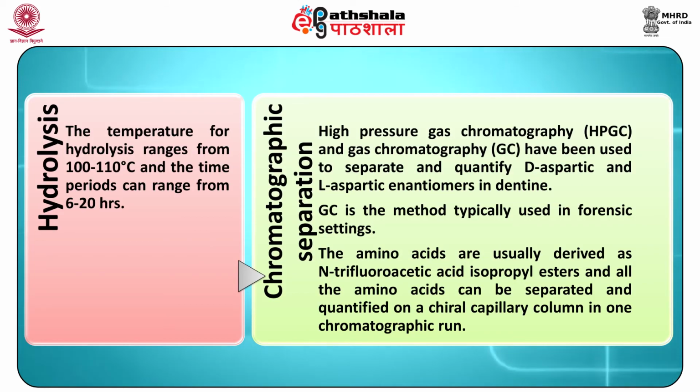Then the next step is the hydrolysis. The temperature for hydrolysis ranges from 100 to 110 degrees centigrade and the time period can range from 6 to 20 hours. The last step is the chromatographic separation. High pressure gas chromatography and gas chromatography, HPGC and GC, have been used to separate and quantify D-aspartic and L-aspartic enantiomers in dentine, and GC is the method typically used in forensic settings.